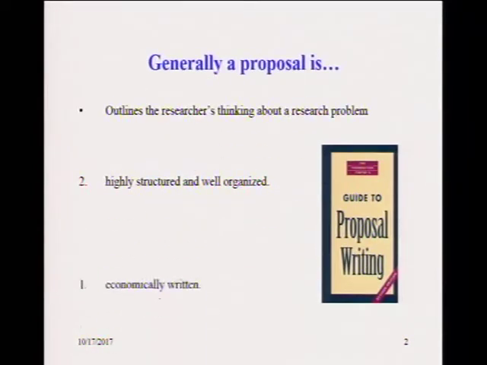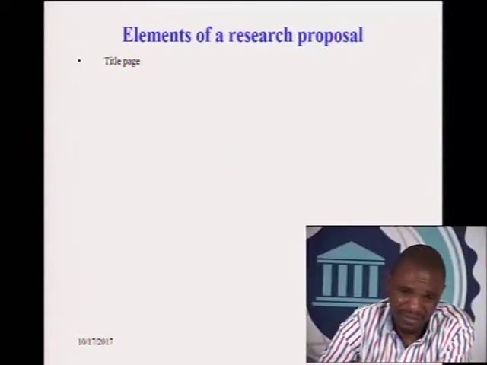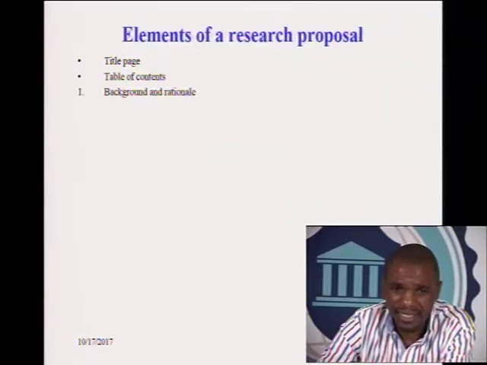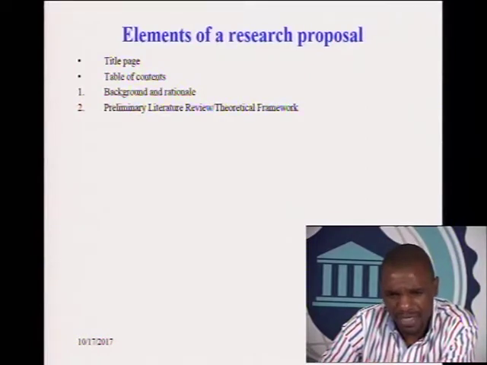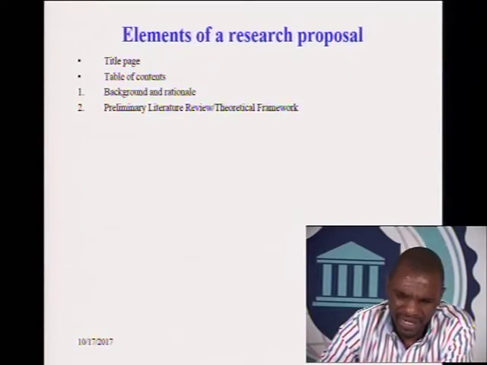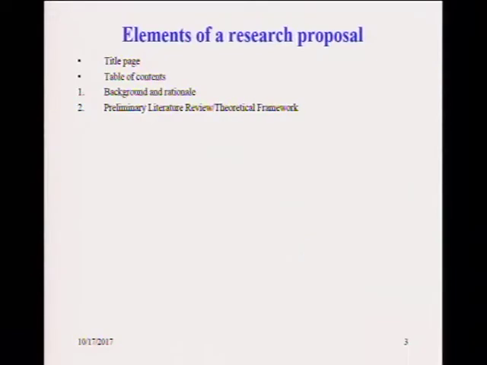A research proposal has got a title page. So if you look at your research proposal, it must have a title page, right? It must have a table of contents, background and rationale, which means the reason, where are you coming from and why are you doing this study. It must have a preliminary literature review or theoretical framework. So once you have identified a topic, this is what I always tell students: before you talk about anything else, you must first of all deeply engage yourself in literature review. Look at the work that has been done by other people.